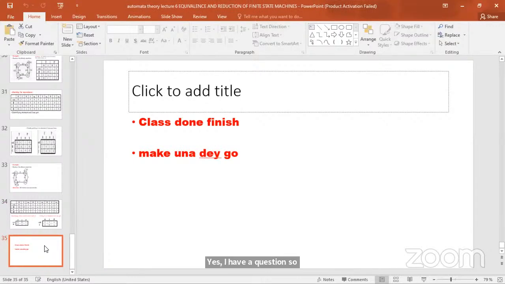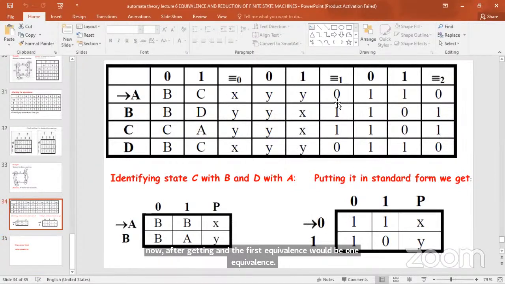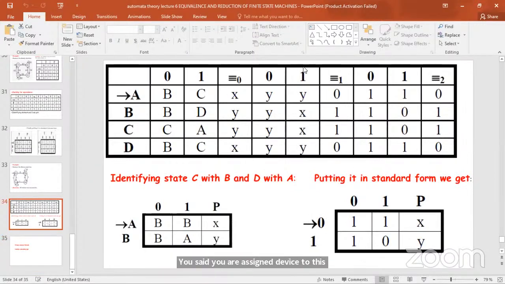Okay. So for the Moore machines, you said the output is the equivalence, for the zeroth equivalence. Now, after getting the first equivalence, you said you assign the values to the states. Now, you see, for the zeroth equivalence, if you want to generate this set, right? You say X is assigned to this, Y assigned to this.